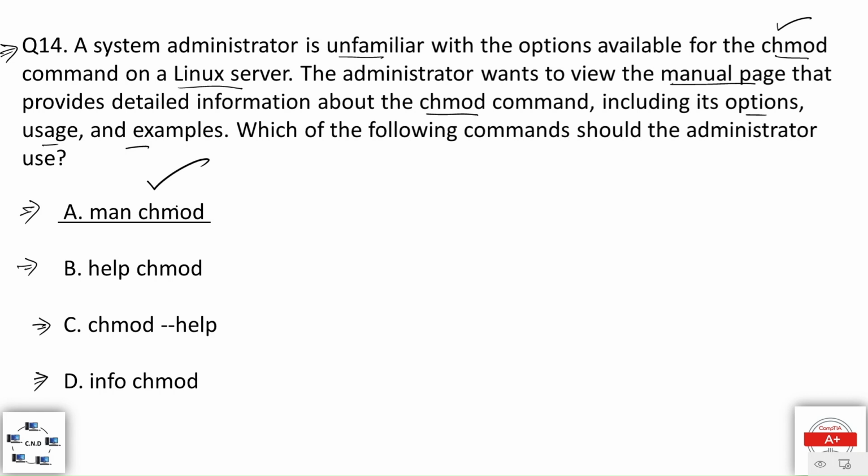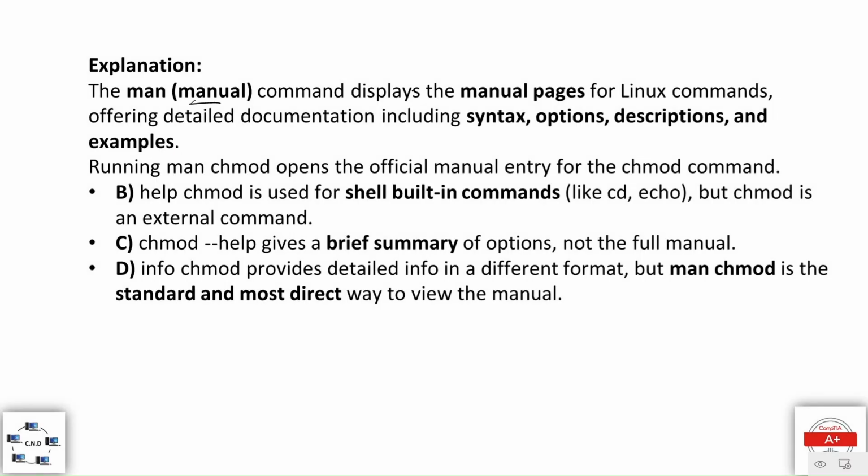this command. So this can be replaced by any other command, and this man basically stands for manual. So this command basically displays the manual page of the command that follows. So the man or manual command displays the manual pages for the Linux commands, offering detailed documentation including syntax, options, descriptions, and examples. Running man chmod opens the official manual entry for the chmod command.